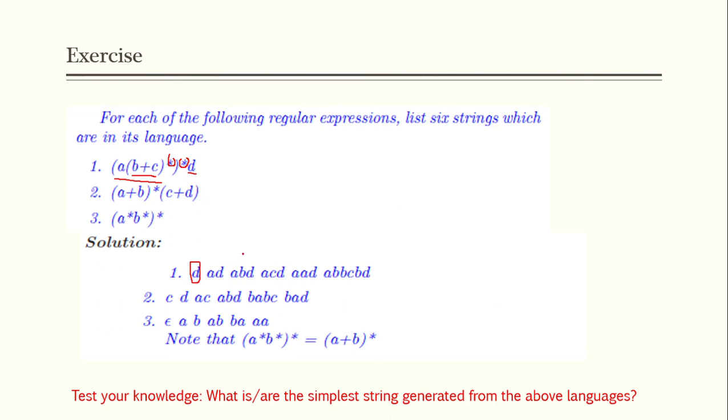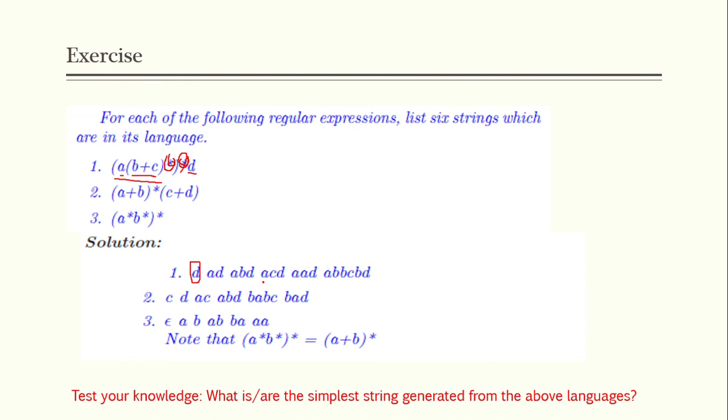Okay, AD. So A from here, so this star is 1. Okay, this star is 0. So they get AD, and so on. Okay, you can try to generate the strings on your own and see what you get.